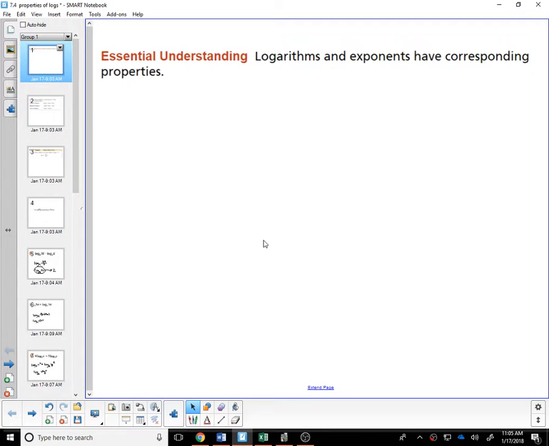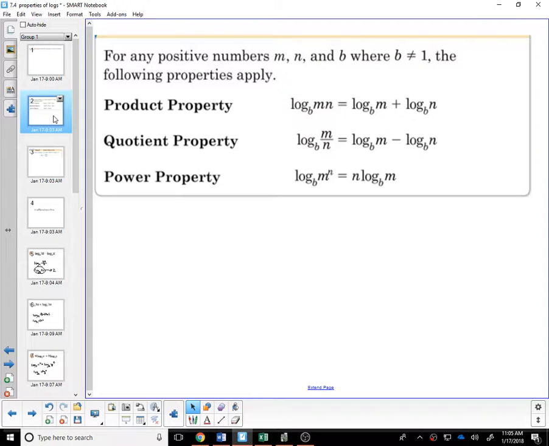Just real quick, going back to today's objective. We're talking about logarithms and the properties that logarithms have. Here's a list of those properties, and like I said a minute ago, multiplication is directly associated with addition. Division is associated with subtraction, and then you've got the power property.